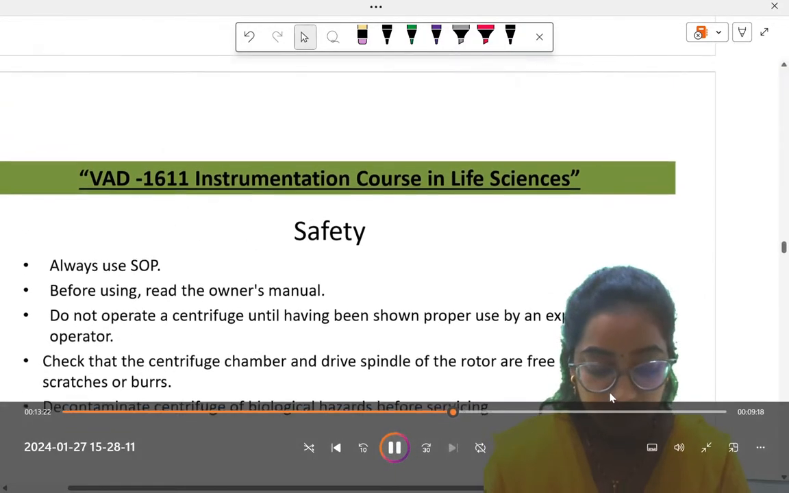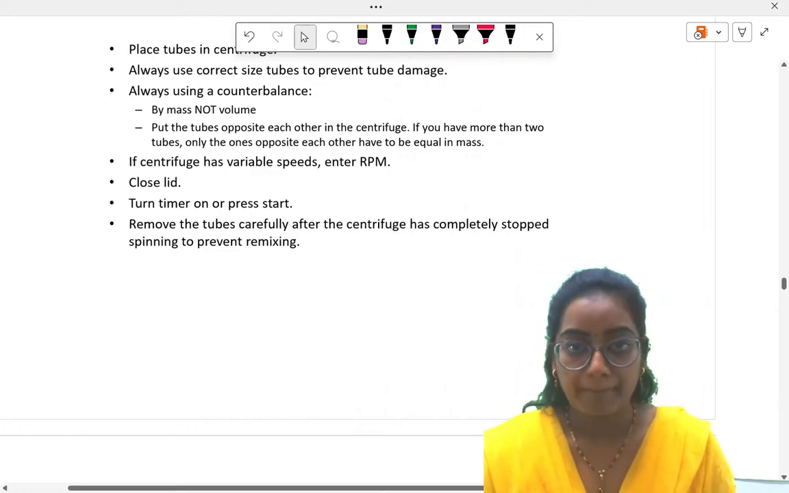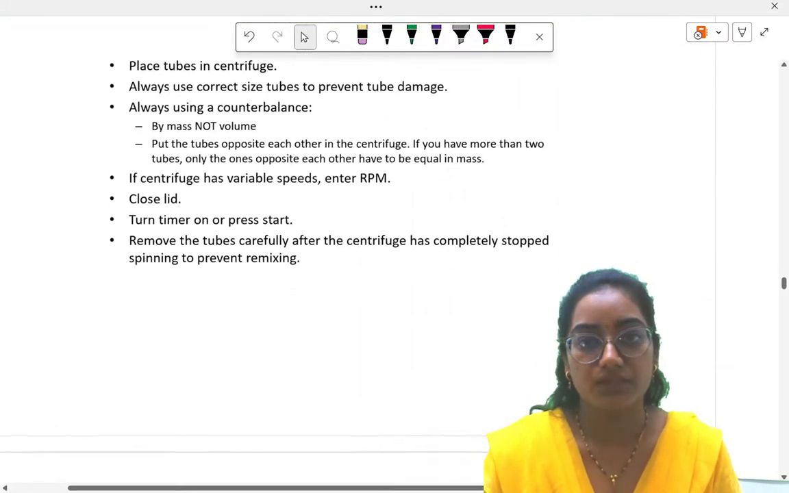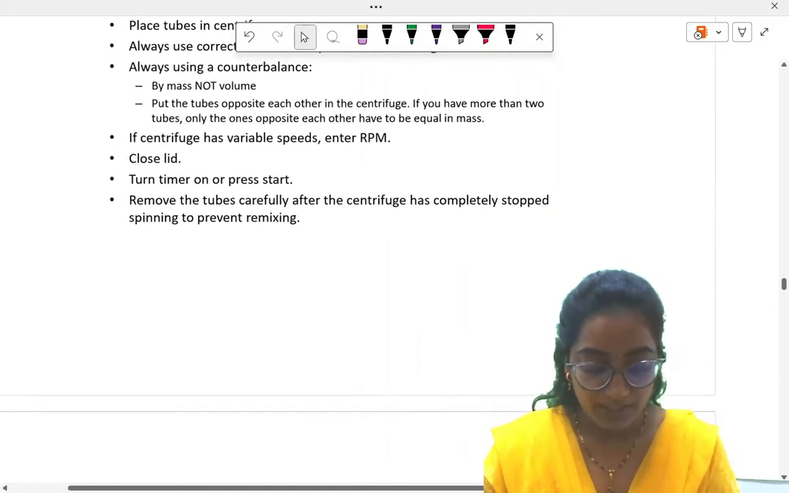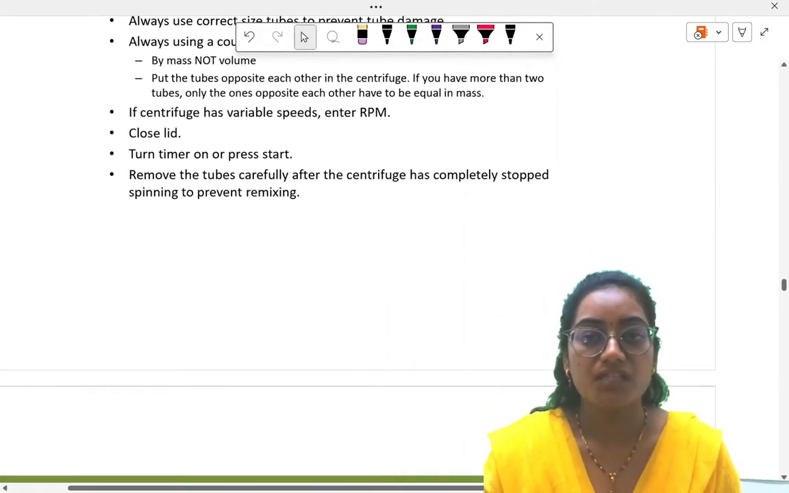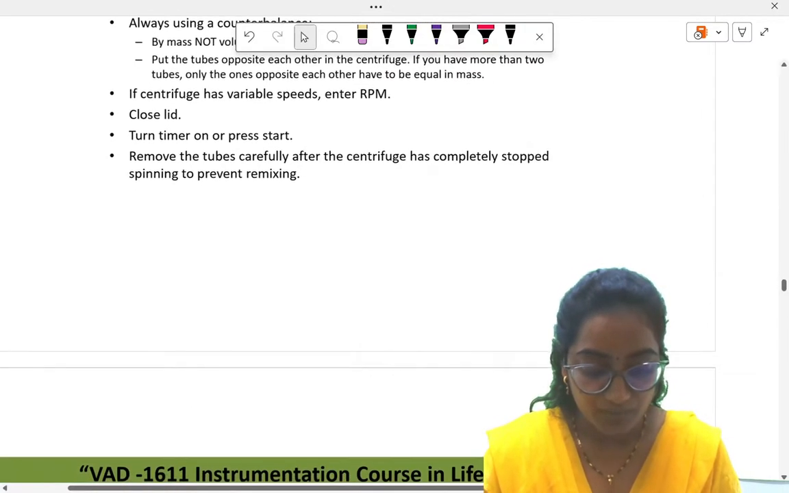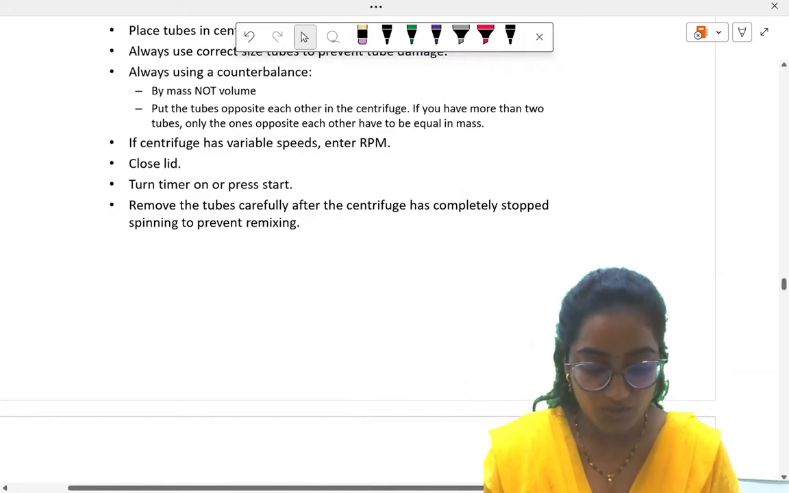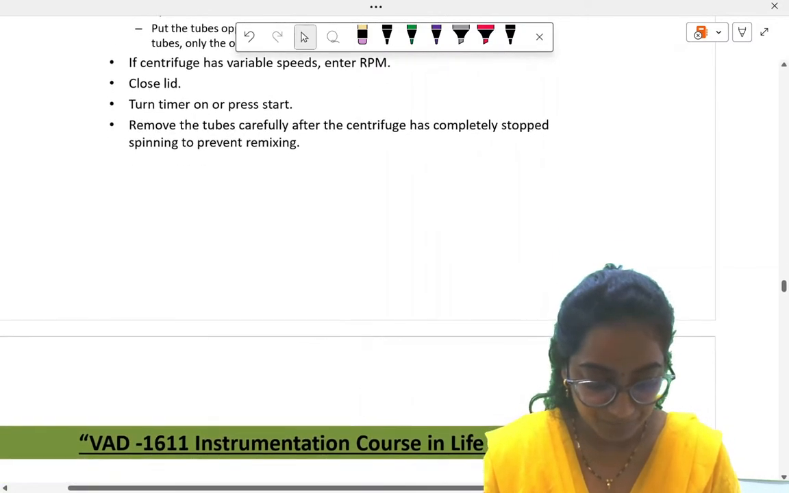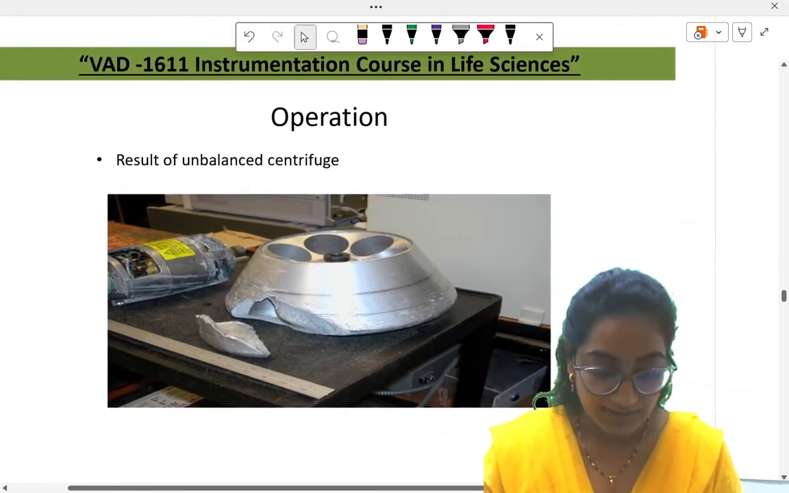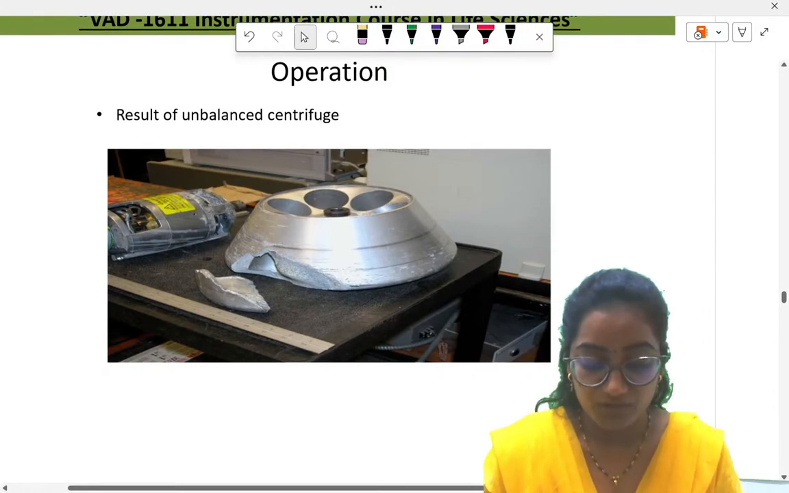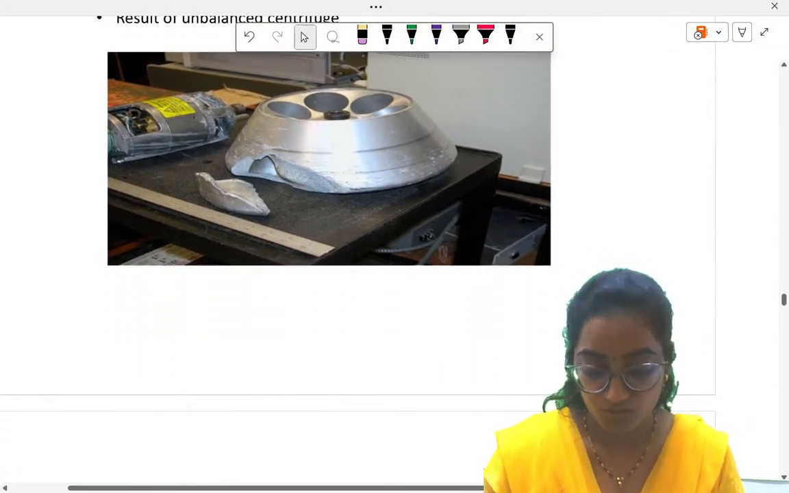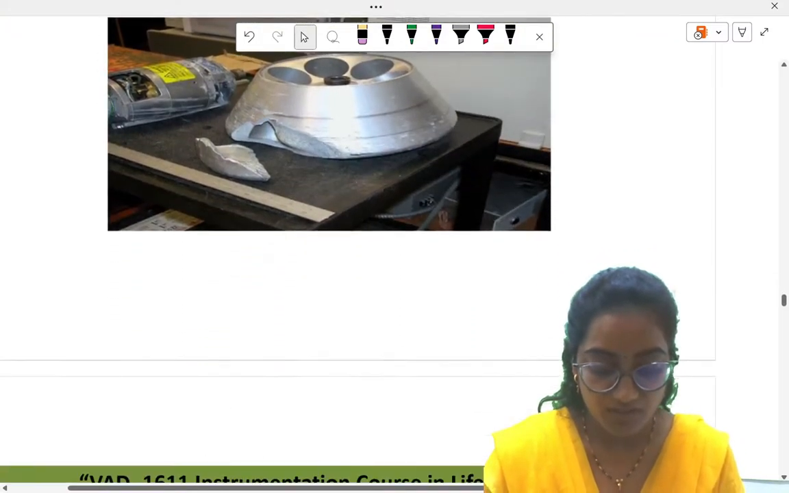We enter the revolutions per minute, the RPM, and the timing on the centrifuge instrument. Close the lid, turn the timer on, press start, and the centrifuge starts. Remove the tubes carefully after the centrifuge has completely stopped spinning to prevent remixing. An unbalanced centrifuge may be harmful to our instrument, so balancing of the centrifuge is important.